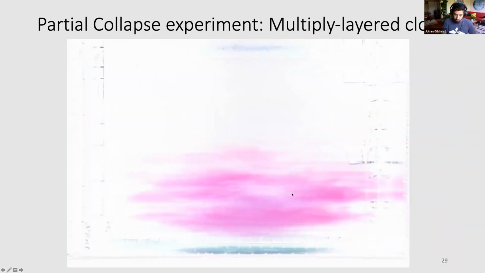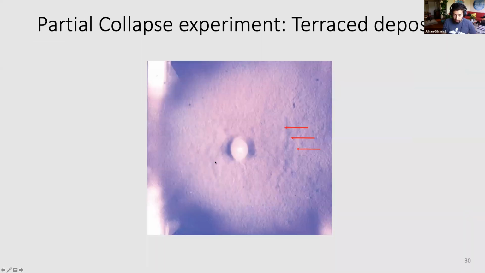Okay, so this is the resulting cloud. You have multiple cloud layers here. And this is the resulting deposit, and it may not be obvious at first, but there are actually faint terraces here that I pointed out with these arrows in this deposit and also on the other side. Whereas in the deposit for the Buoyant Plume regime, we did not have any terraces.